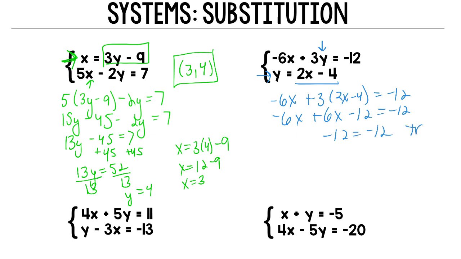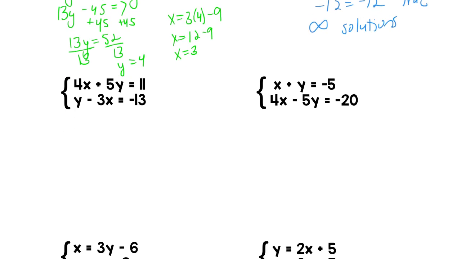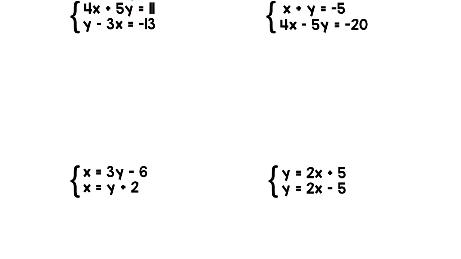Well, that is true. And since that's true, that means we have an infinite number of solutions because these are the same line. If it's true, infinite solutions. If it's false, no solutions. Super. Try the next one. 4 more.